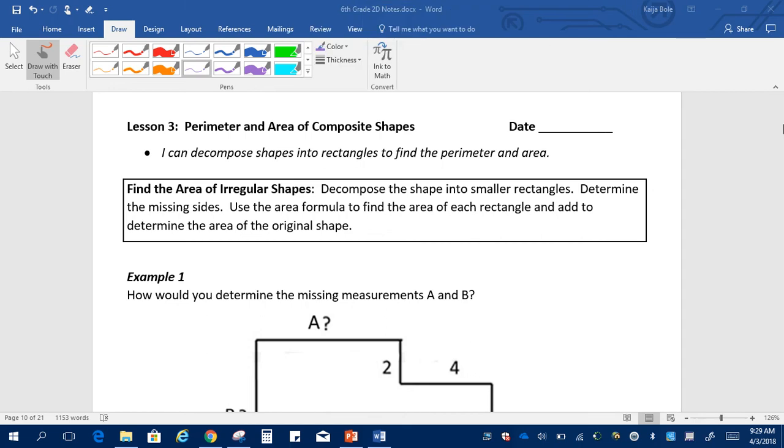Alrighty, so here we are on lesson 3, perimeter and area of composite shapes. So a composite shape is pretty much just something that you can break apart. So if you want to write yourself a little note, or maybe we can say a shape you can break apart.